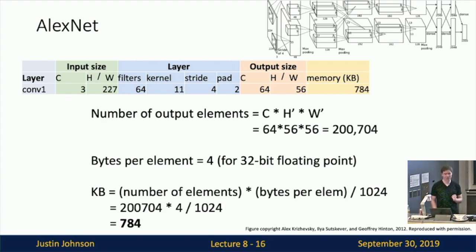Well, I don't know if it's reasonable to do this multiplication in your head. But the number of elements in that output tensor is going to be C by output size, so something like 200,000. And we typically store these elements in 32-bit floating point, so each element takes 4 bytes of memory. So multiply that by 4 and divide out, and you see that this layer takes about 784 kilobytes of memory to store the output of this layer.